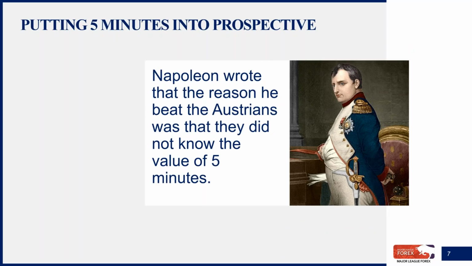Napoleon. Okay, you guys, I'm pretty sure know who Napoleon is, right? He wrote that the reason he beat the Austrians was because they didn't know the value of 5 minutes. And Napoleon was very big on time. He talked about how when he lost at Waterloo, it was because the opposing armies fought 5 minutes longer than his troops did. So he was very, very focused on the 5-minute interval for some reason. But again, a big general talking about 5 minutes, obviously there's got to be something to this.